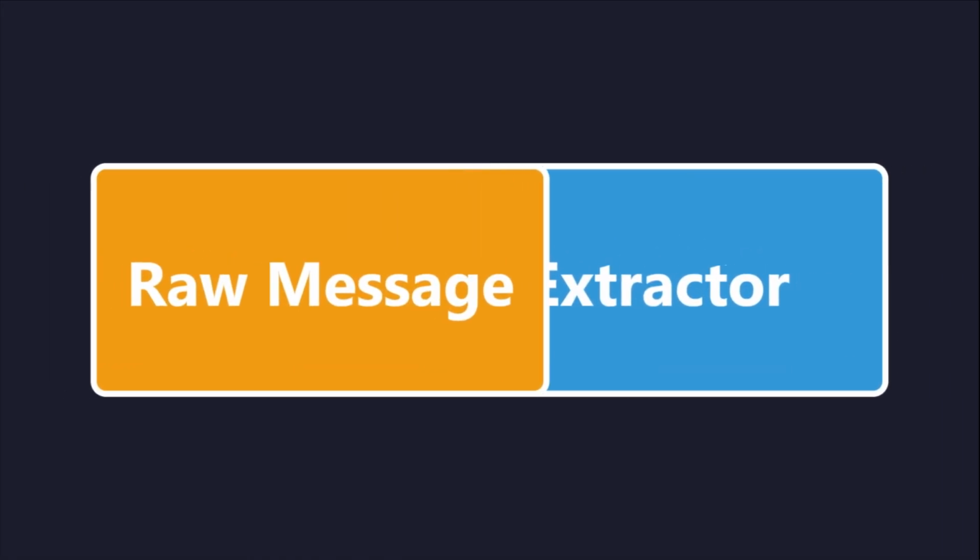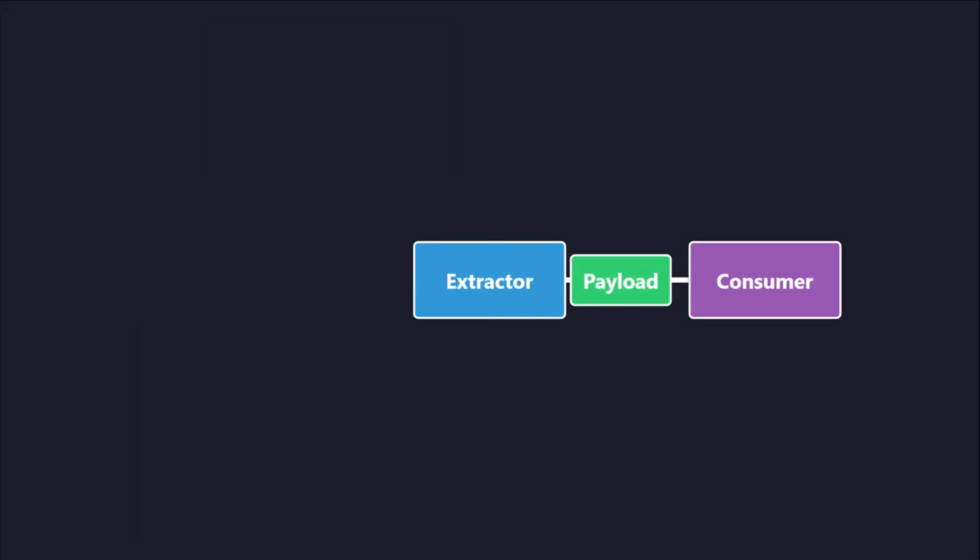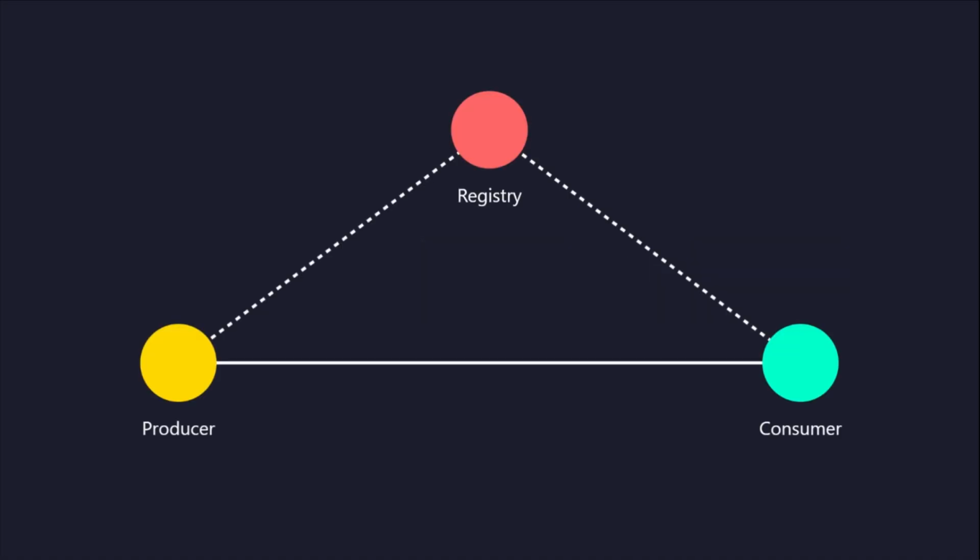Extract the contents of the payload column so that the resulting Kafka message contains only the relevant business data. This prevents the internal database metadata from leaking into your event stream and simplifies the logic required for downstream consumers. Integrate a Schema Registry to manage the structure of your event payloads.